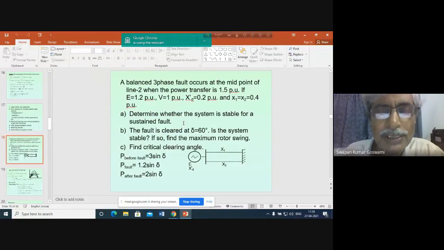Have you studied anything regarding the reactances of generators? That means the steady state reactance or synchronous reactance, transient reactance, and sub-transient reactance. Have you studied all these things? Do you know all these things?